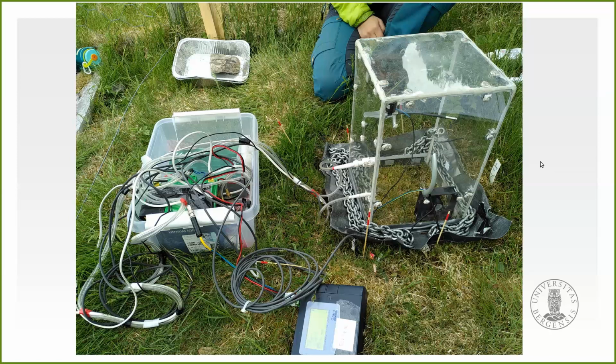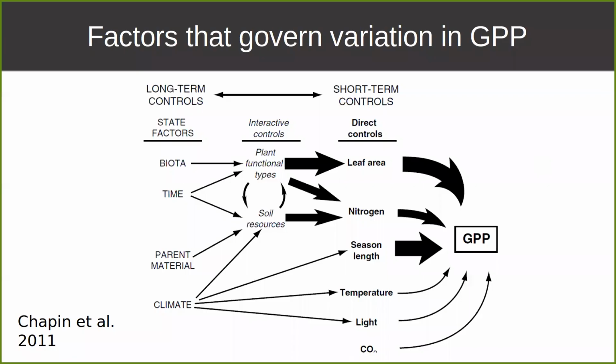At this point, you might wonder where's the link with the functional traits. If we look at this figure from right to left, we see that the main drivers of gross primary production, one of them is the leaf area. So there is a link between plant functional traits and CO2 fluxes at the ecosystem level. That's also what we're going to look into, and this is what Julia is talking about. If you haven't watched her talk yet, that's what you should do right now.